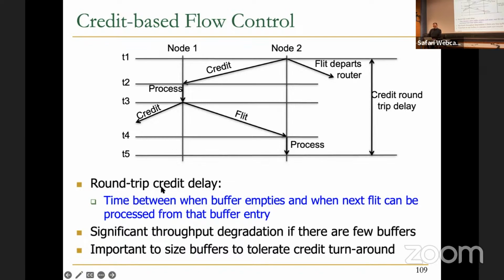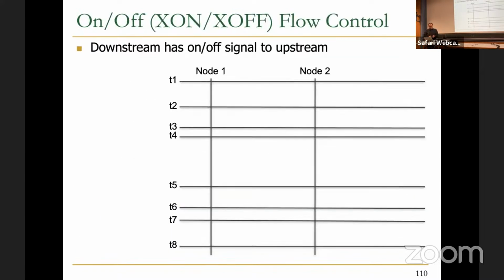Round trip credit delay is the time between when a buffer empties and when the next flit can be processed from that buffer entry. There is significant throughput degradation if there are few buffers, so it is important to size buffers to tolerate credit turnaround. That's why I said that even with wormhole switching, people try to have enough buffers such that credit-based flow control, or essentially flow control, can work easily with better performance.